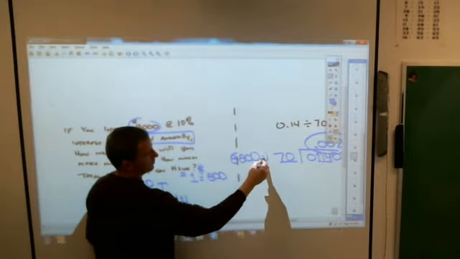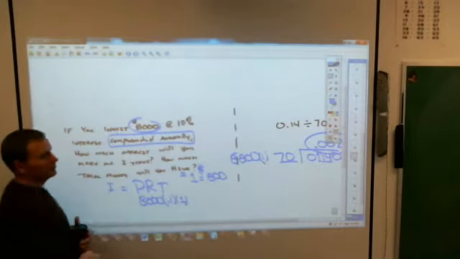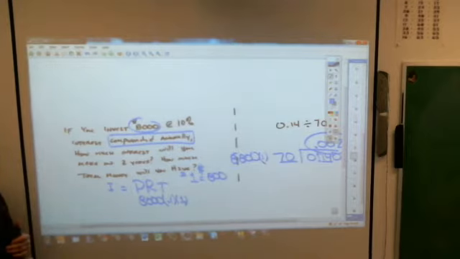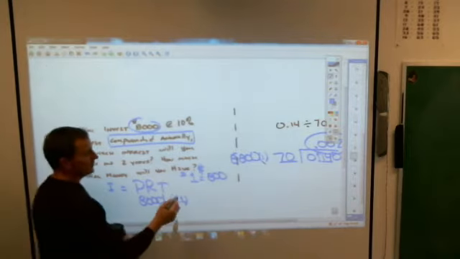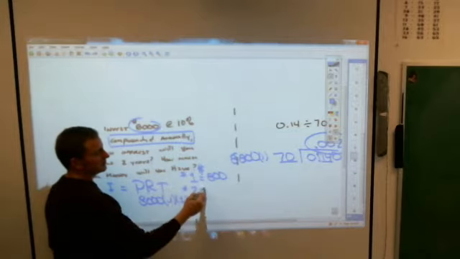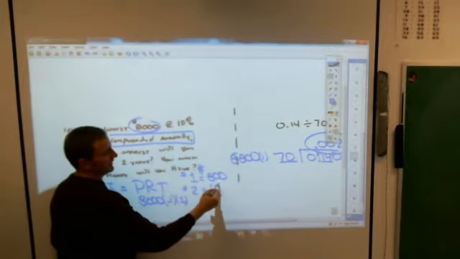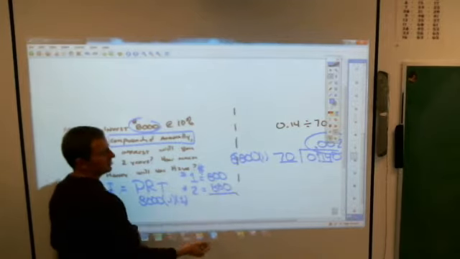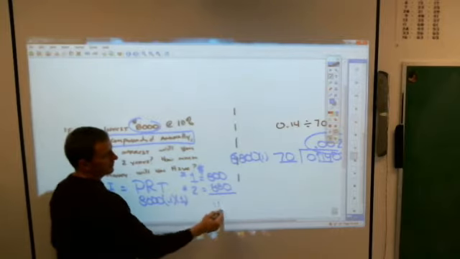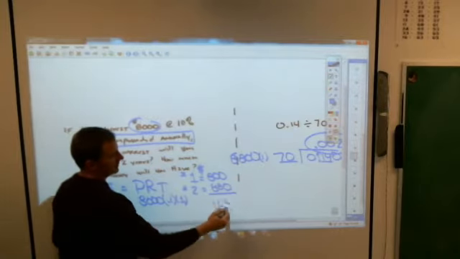If I multiply that by 0.1, how many dollars of interest? Year number 2, you get $880 in interest. So that's a total interest of $1,680.